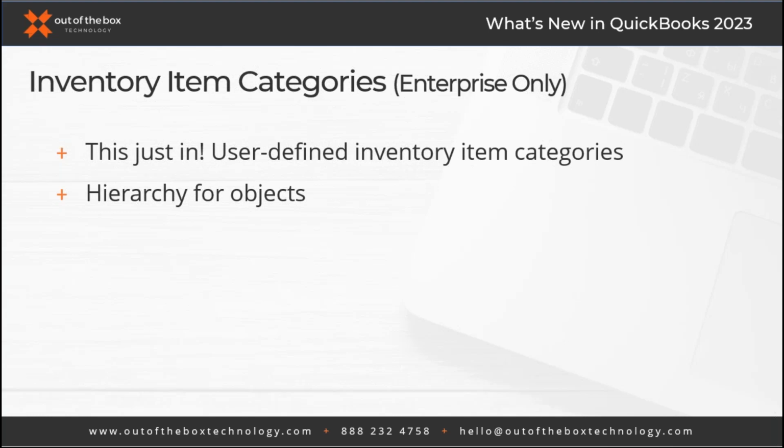This just in, right? Before now, there have only been just a few options available in desktop for users defining inventory objects. With the 2023 release, there's now a more effective way to manage your inventory with user-defined inventory item categories. And you can also establish a hierarchy for your inventory objects. So what that does well is it works in most items: inventory, non-inventory, service, or other charge. It'll show a column in the inventory valuation report with the category, but that's not sortable or filterable.